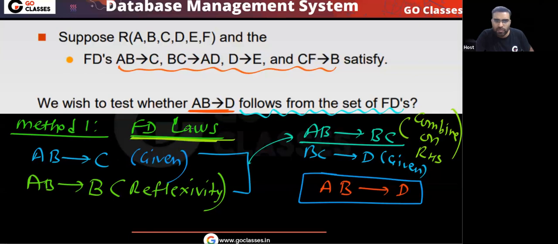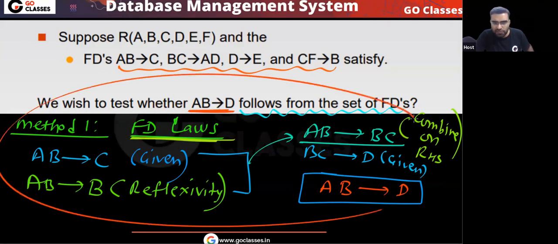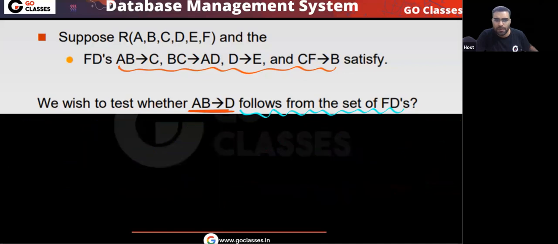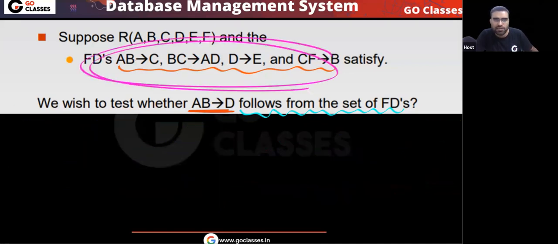Anyway, this is your method number one, but we will not use this method. Remember these FD laws. This method we will not use. What will we do? See, this is your given set of FDs. Very simple. This is the given set of FDs.